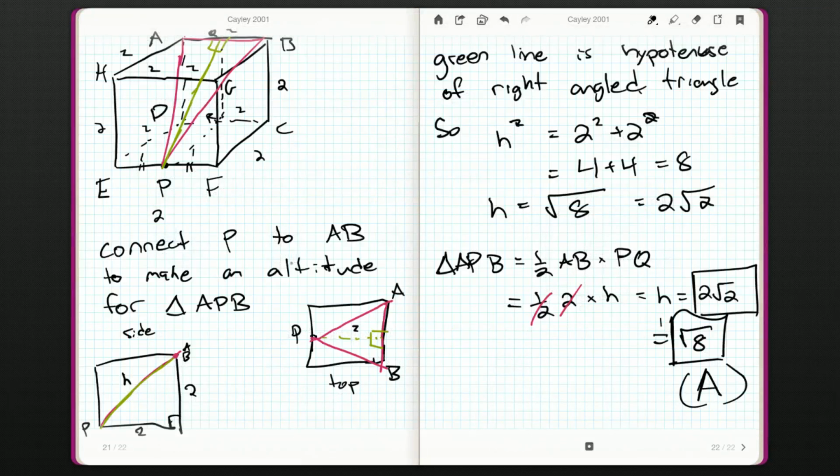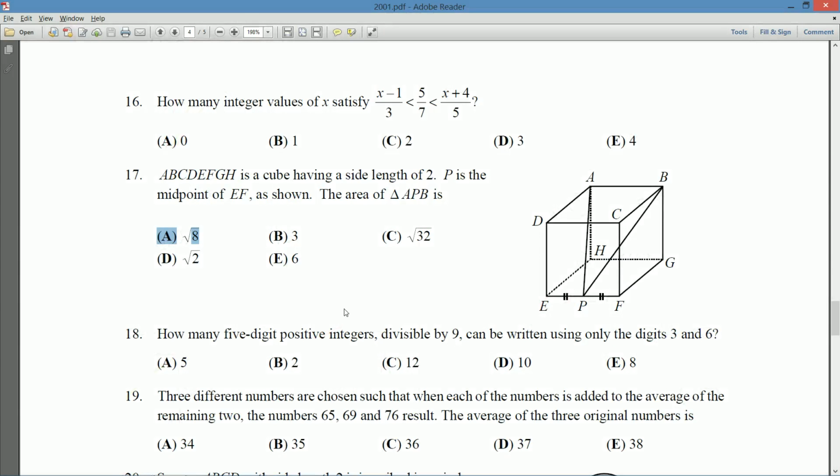Okay, so that was a nice little question. We had to think in 3 dimensions, whereas we're used to computing areas of triangles in 2 dimensions. All right. So that was a nice little twist. Certainly worthy of question number 17 on the Cayley paper.